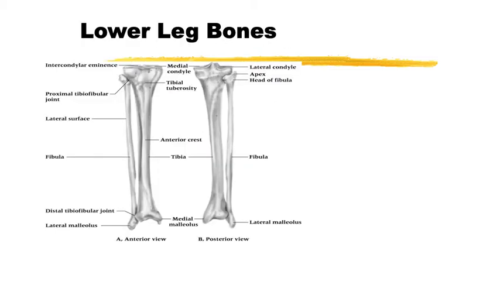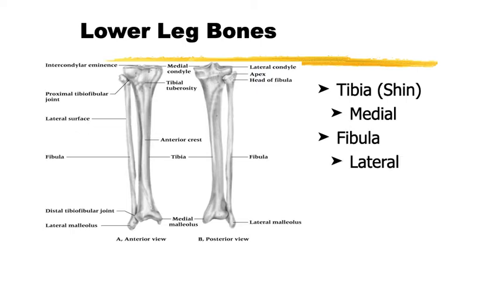And then our lower leg runs from the ankle up to our knee. And again, we have the tibia, which is the shin bone. It's on the medial side, or the inside of our leg. And then our fibula is on the lateral, or the outside of our lower leg. So you can see in the picture that the tibia is much bigger than the fibula. The fibula is a pretty small bone.